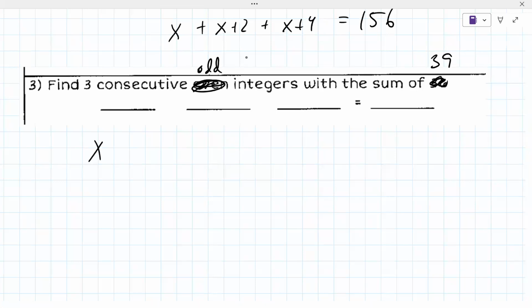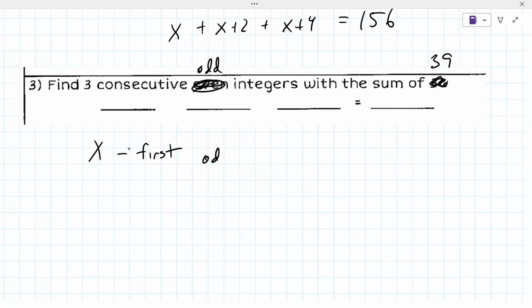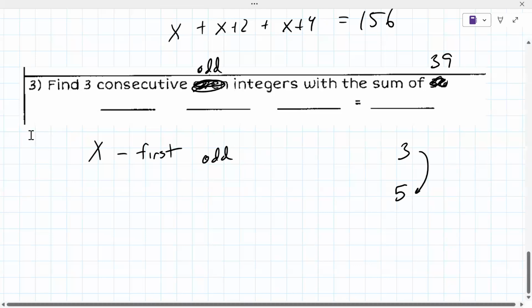Did you set X as the first one? Well, I got a decimal. Did you set X as your first odd integer? Yeah. What's your next odd integer? I think that's where I messed up. I was doing 1 and 3. Would it be 3? Well, 3 is an odd integer, but how do you go from 3 to 5? 2. So 2 in terms of X, what would it be?